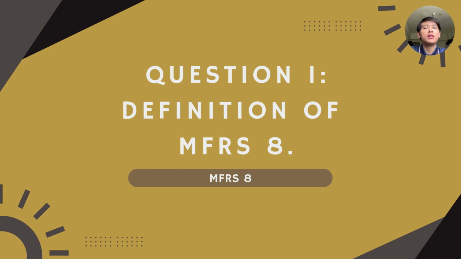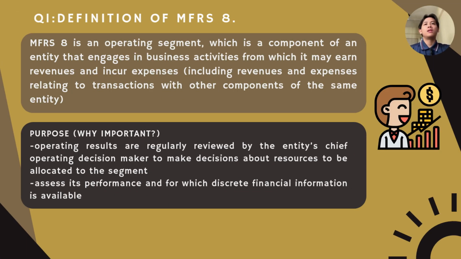Question 1. Definition of MFRS 8. The definition of MFRS 8. MFRS 8 is an operating segment, which is a component of an entity that engages in business activities from which it may earn revenues and incur expense, including revenues and expense relating to transactions with other components of the same entity. Why is it important?